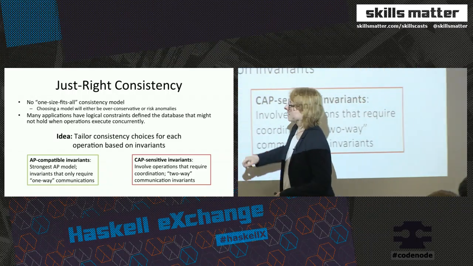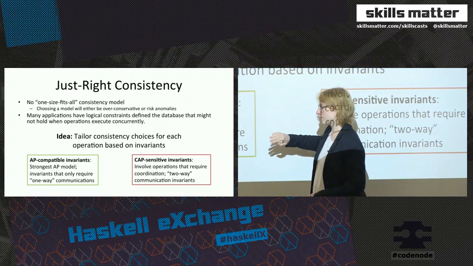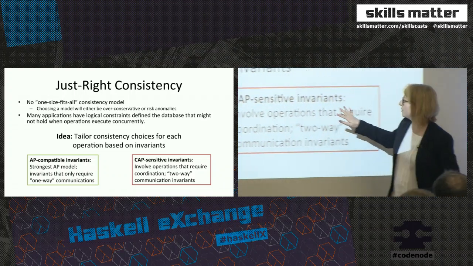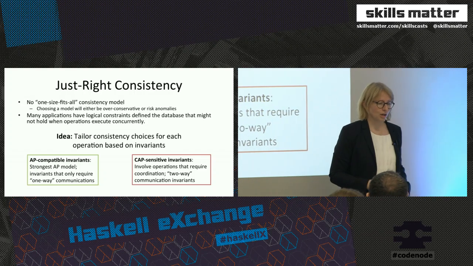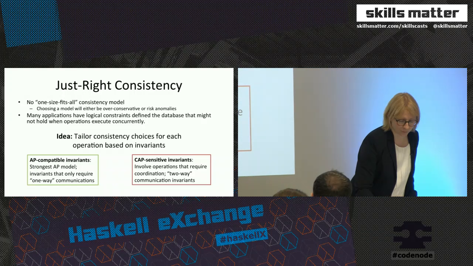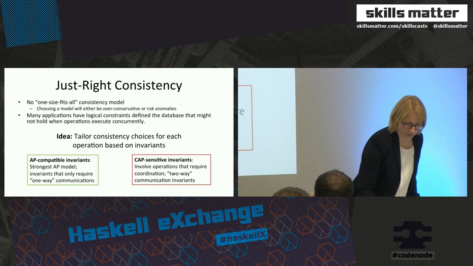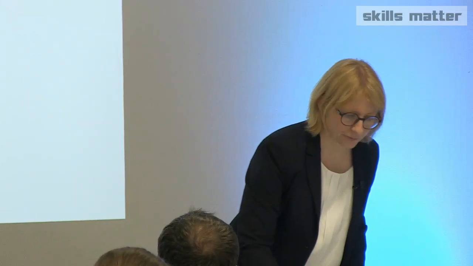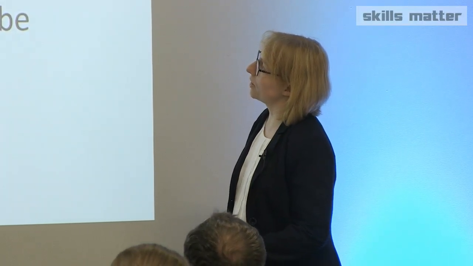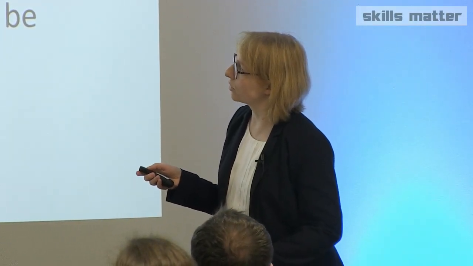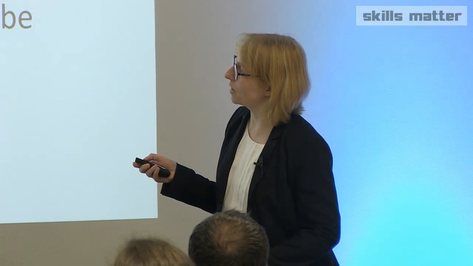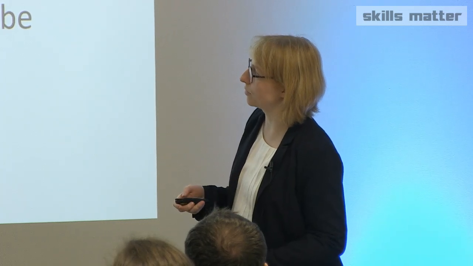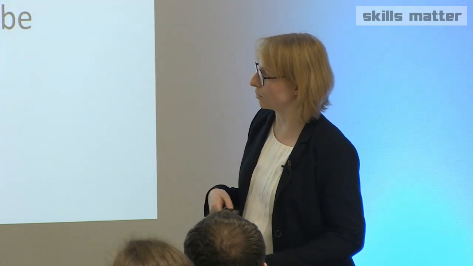It turns out that there are a few invariants that are AP compatible, so that you can easily maintain them on an AP data store such as Antidote, and there are a few that are CAP sensitive, which means for these you need to do more synchronization. So for these you need to have special ways of dealing with the situation. The AP compatible invariants are those that work also during asynchronous operations. So these updates can occur locally without blocking, without requiring communication with other replicas, can be done fast, available, and concurrent.